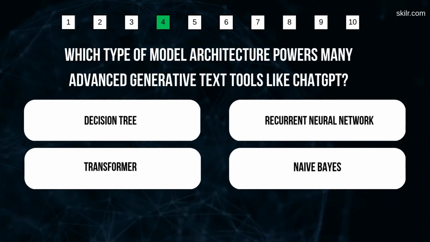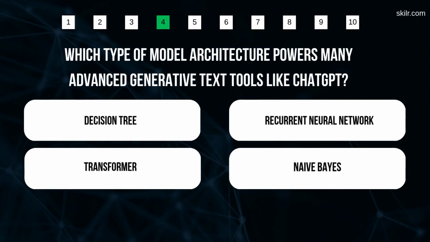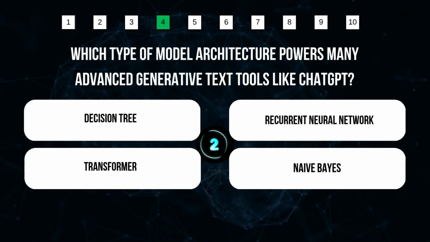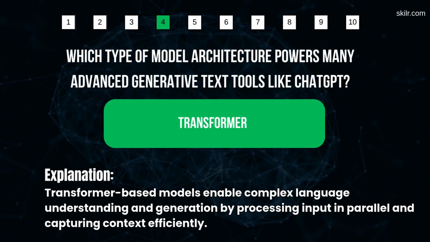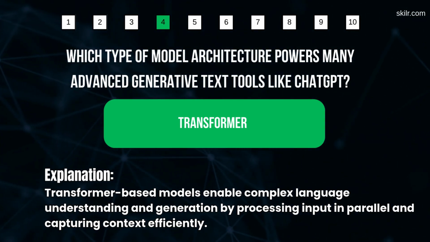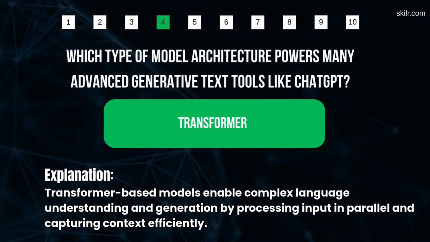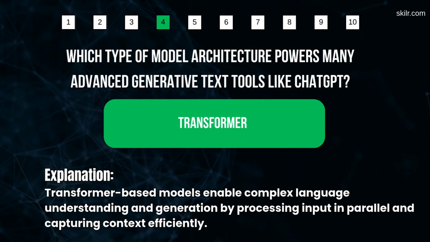Question 4. Which type of model architecture powers many advanced generative text tools like ChatGPT? The correct answer is transformer. As the transformer-based models enable complex language understanding and generation by processing input in parallel and capturing context efficiently.